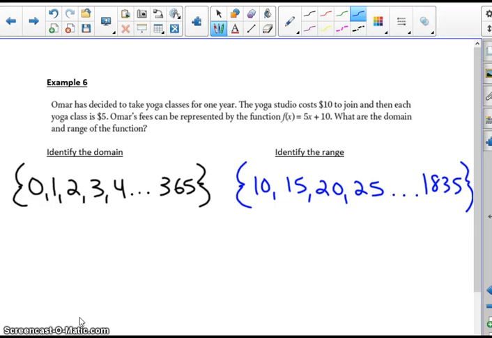So if I put 0 into my function, 5 times 0 is 0 plus 10, it will cost him $10 for his yoga classes. If he went to 1 class, it would cost $15. So I will plug that 1 in for x. Simplify. 5 times 1 is 5. 5 plus 10 is 15. It would cost $15. I can go on through it. It would cost all the way up to $1,835 if he went every day of the year.